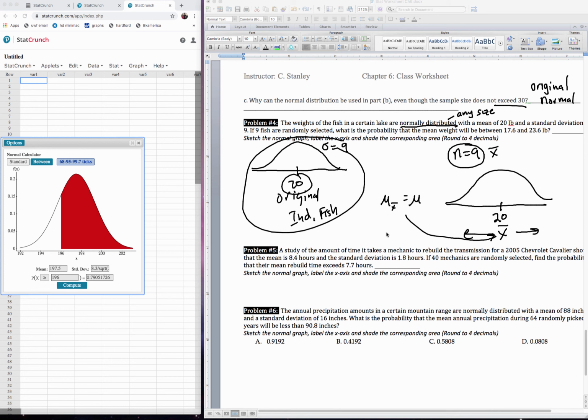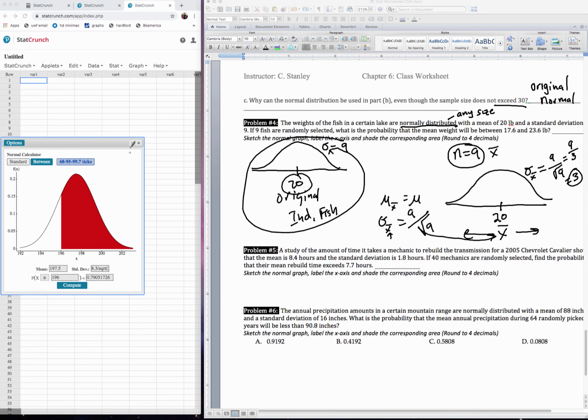What's the standard deviation? That's why I put these X bar here. This is the standard deviation of X bar. What's the standard deviation of X bar? It's the original standard deviation, which is 9, over the square root of how many we picked, which is 9. So it's 9 over the square root of 9. Well, this one's a little easier because the standard deviation is 3. Standard deviation is not 9 anymore, it's 3.